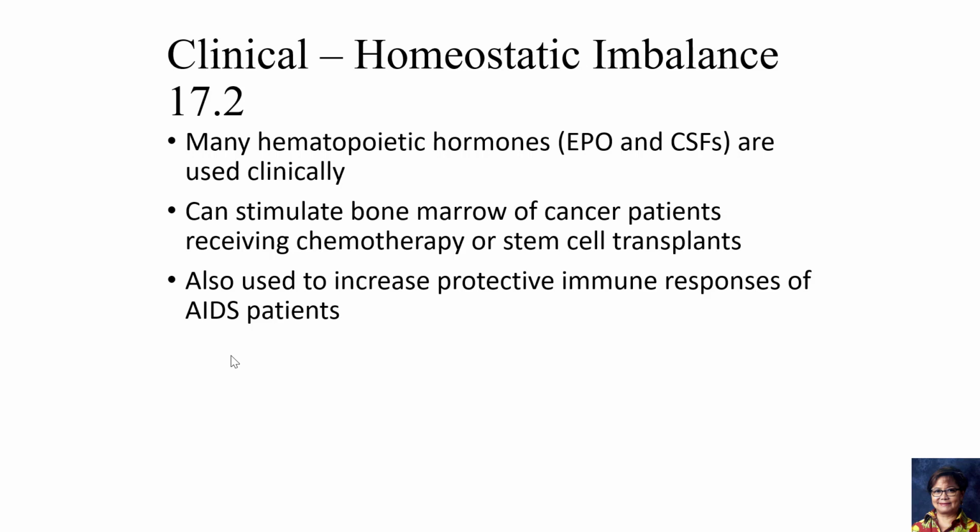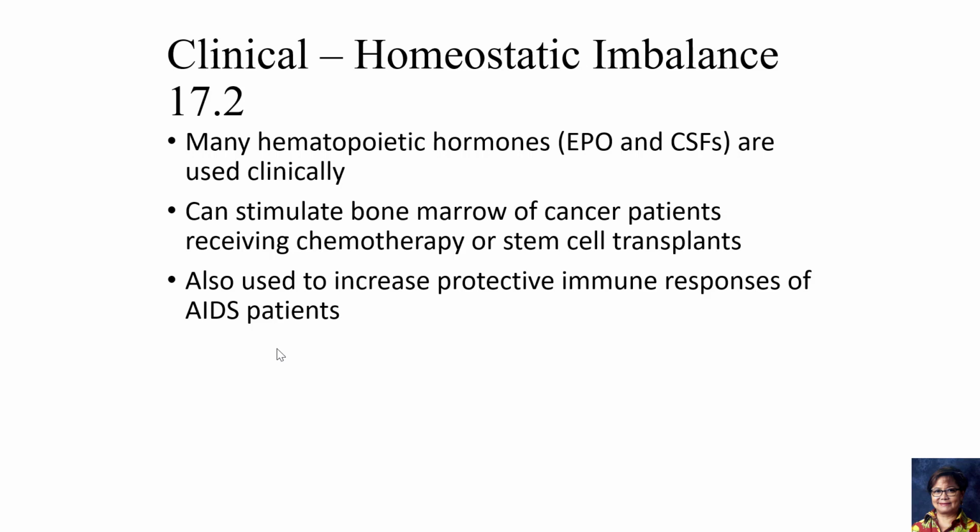So there are many hemopoietic hormones, and pretty much these are actually used clinically. They can stimulate the bone marrow of cancer patients, and because cancer patients eventually would suffer from the loss of a lot of the blood cells because of chemotherapy, hemopoietic hormones are clinically used to help re-stimulate the growth of the bone marrow hemopoietic cells. And they also are used to increase the protective immune response of patients with AIDS, because the AIDS virus really kills the lymphocytes, the helper T cells, most especially.